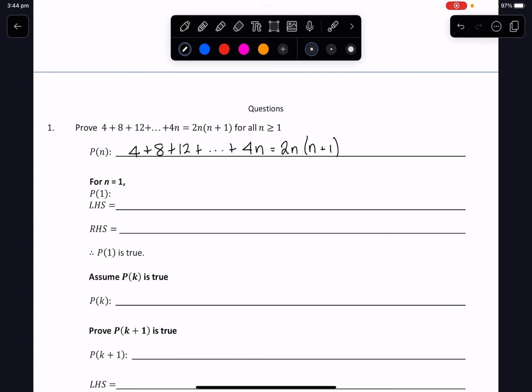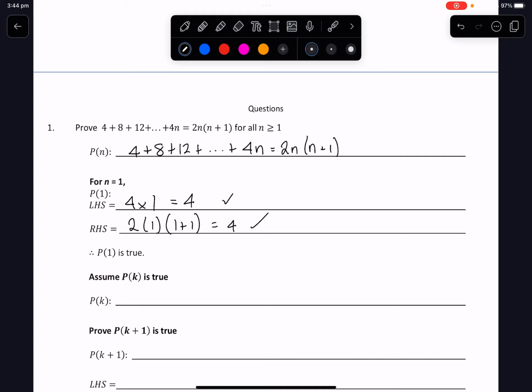Now let's prove P of 1. On the left-hand side of this equal sign, I'm going to substitute 1 in for n, so I've just got 4 times 1, which is 4. On the right-hand side, I'm going to do the same thing and substitute 1 in for n. That means I've got 2 times 1, and then 1 plus 1, so I've actually got 2 times 2, which is 4. That means P(1) is true because the left-hand side equals the right-hand side. Base cases are usually pretty easy to prove.